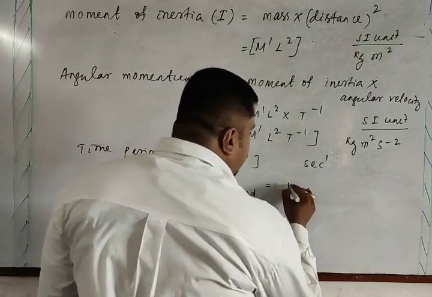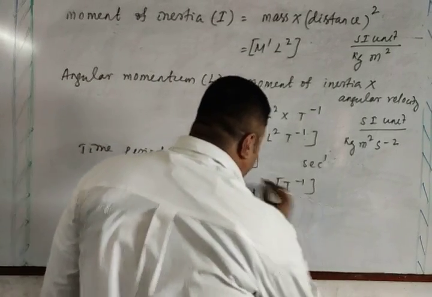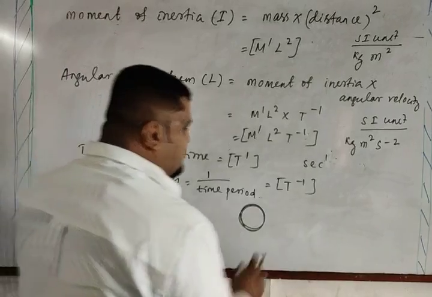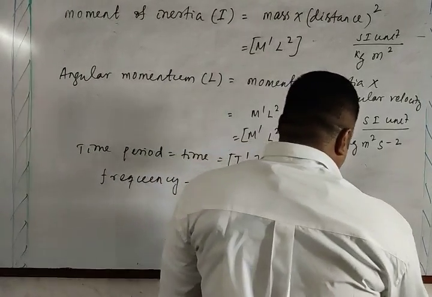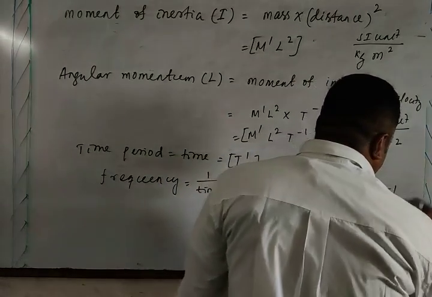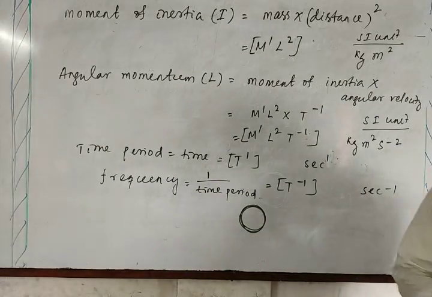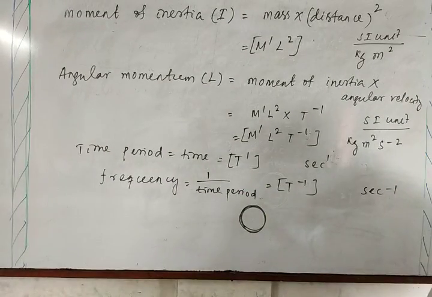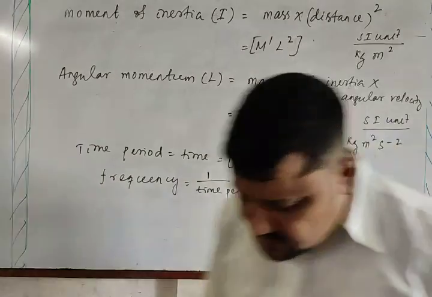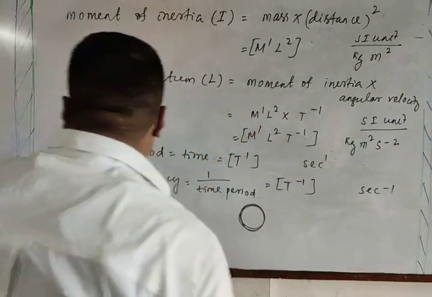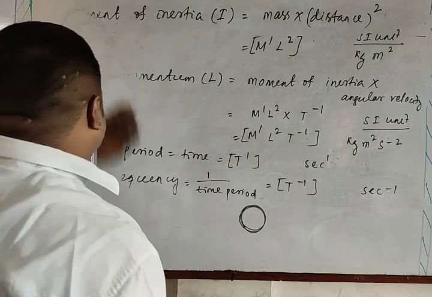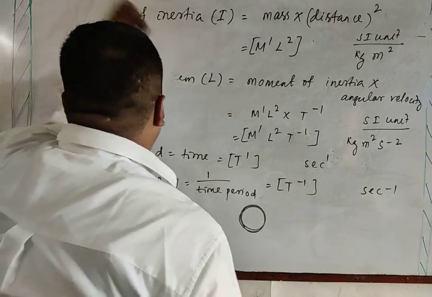So 1 by T is equal to T minus 1. This is the dimension formula. And the unit is second minus 1. This is called frequency. Then the next physical quantity is Planck's constant. These are the physical quantities in rotational motion that we come across.